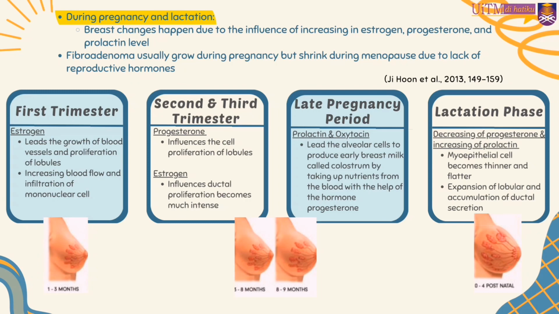Last, lactation phase. Decreasing progesterone and increasing prolactin lead to the myoepithelial cells becoming thinner and flatter, and expansion of lobules, then accumulation of ductal secretion. Furthermore, fibroadenoma usually grows during pregnancy but shrinks during menopause due to lack of reproductive hormones.